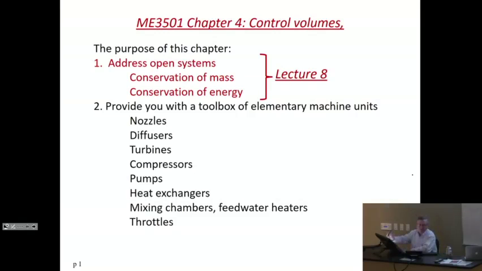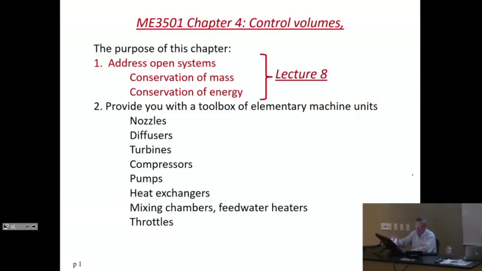Well, today we move on to Chapter 4. Chapter 4 is all about control volumes and especially how to use control volumes in open systems. So we will work on these open systems and address the equation of conservation of mass and the equation of conservation of energy on these open systems. That is today's lecture, Lecture 8.